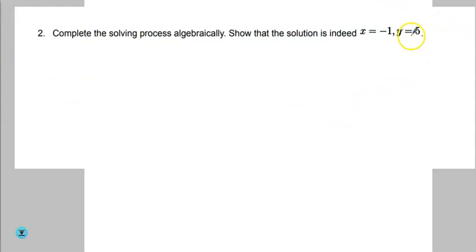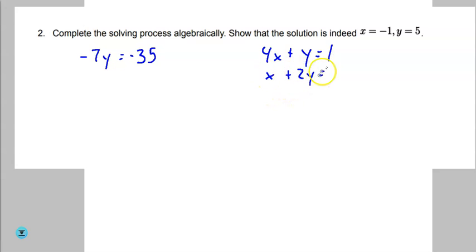All right, so now complete that solving process. So we know that it was -7y equals -35. We also know that the original equations are 4x plus y equals 1 and x plus 2y equals 9. So now show, without the graphing calculator, how can she get those two solutions? And we already went to 5. Pause and try that.